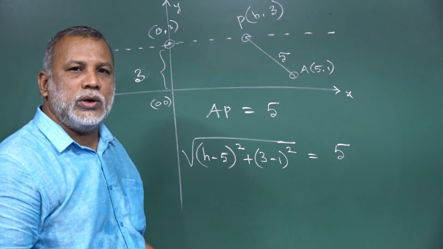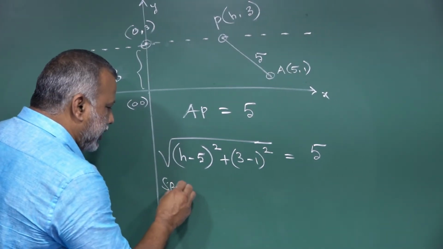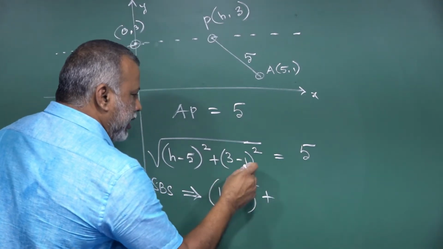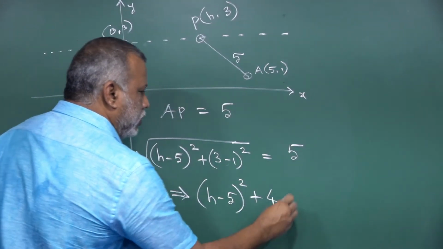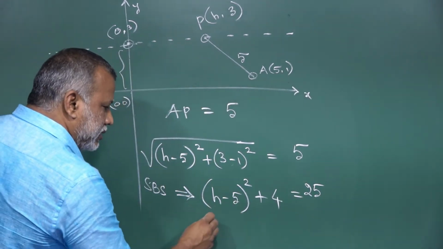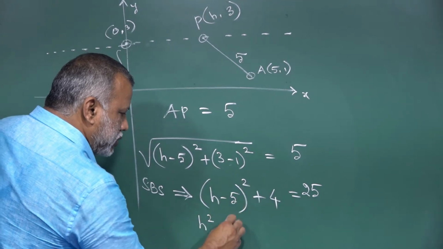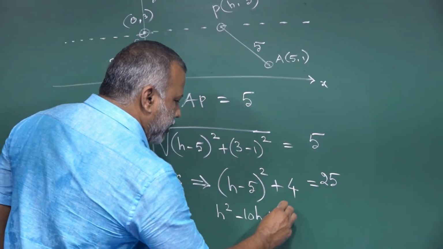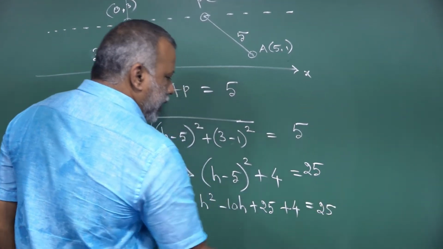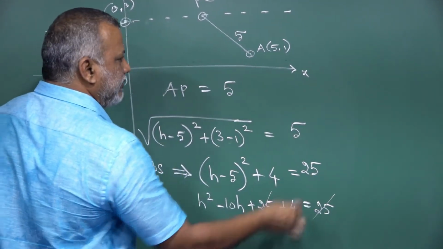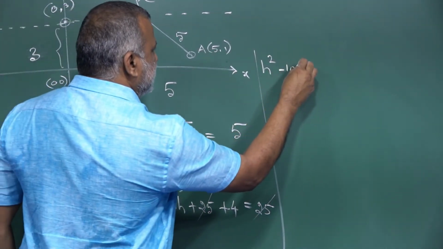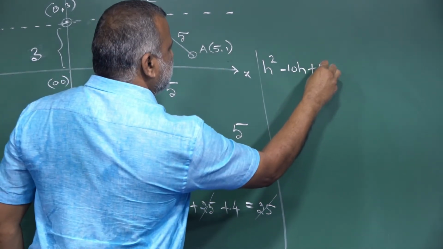Our aim is to remove the root. Therefore, squaring both sides, it should be h minus 5 the whole squared. So 3 minus 1, 2 squared, will become 4, equal to 5 squared, means 25. We are able to expand this one. So h squared minus 10h, since 2 fives are 10h, then plus 5 squared becomes 25. Then one more 4, equal to 25. Your LHS has 25, RHS also has 25. The remaining is h squared minus 10h plus 4 equal to 0.